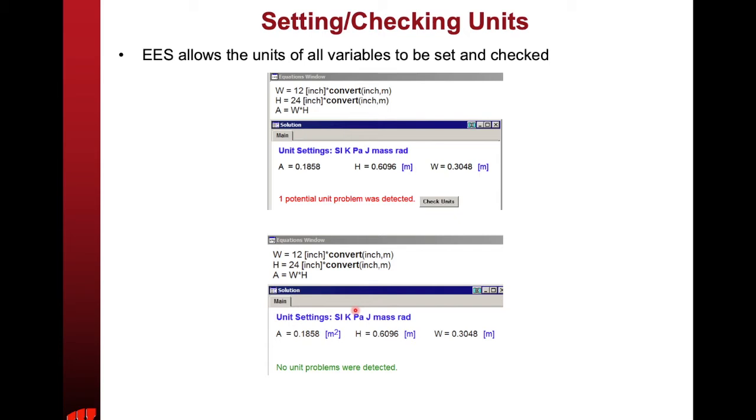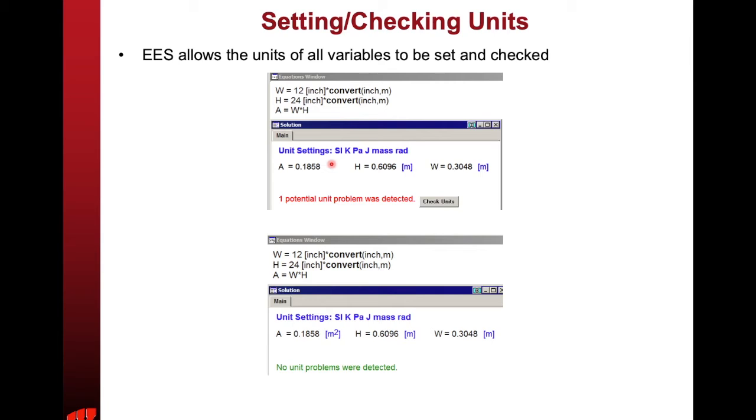And then what you can do, there's a button that allows you to check your units, where I said, okay, let's see, width is inches, but I'm going to convert that to meters, right? So the width is in meters. And then the height is inches, but I'm going to convert that to meters, so that works out to be in meters. And then the area, consequently, is width times height, right? But if I look here, I didn't apply a unit to this.